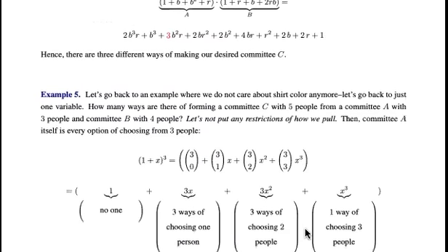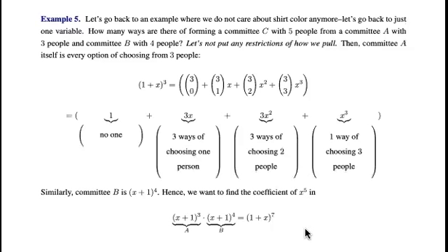Okay, so maybe we don't care about shirt color anymore. Let's look at another example again. Or let's go back to just x's again. So let's suppose that we want to choose a committee C with 5 people, and we want to start with committee A with 3 and committee B with 4, with no restrictions at all. Let's think about what that would be.